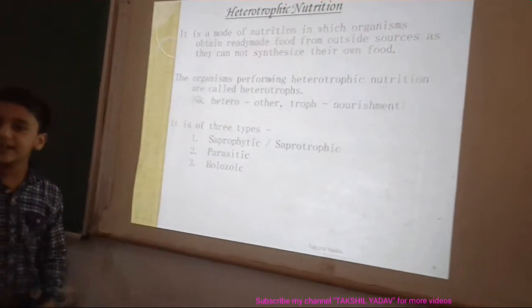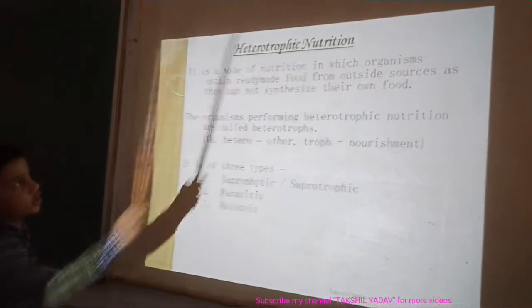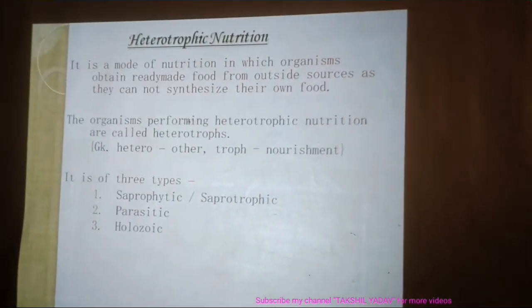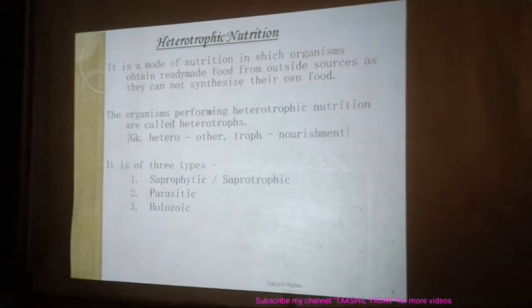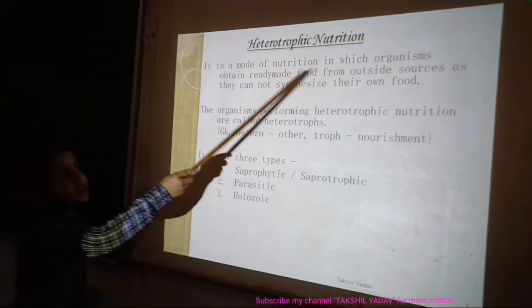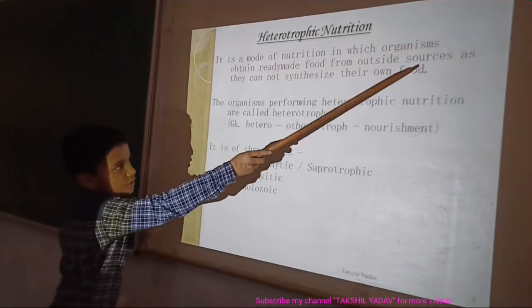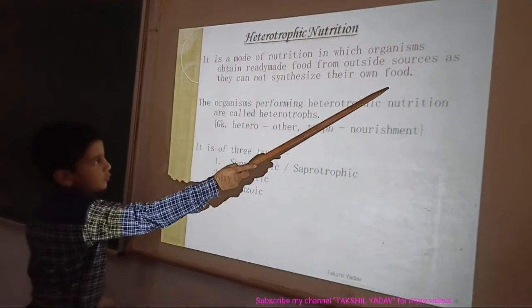Now, the second type of nutrition is heterotrophic nutrition. The mode of nutrition in which an organism derives its food from another organism is called heterotrophic nutrition. Or we can say it is a mode of nutrition in which organisms obtain ready-made food from outside sources, as they cannot synthesize their own food.